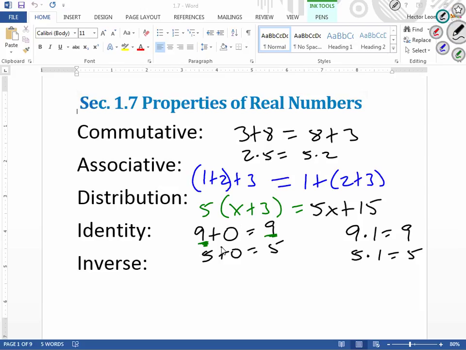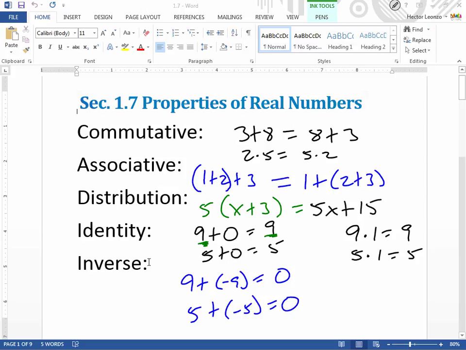When we're dealing with addition, I want two numbers that add up to 0. So the example could be 9 plus a negative 9. That is equal to 0. It could be 5 plus a negative 5. That's also equal to 0. So for inverse, if I'm dealing with addition or subtraction, I want them to equal 0.